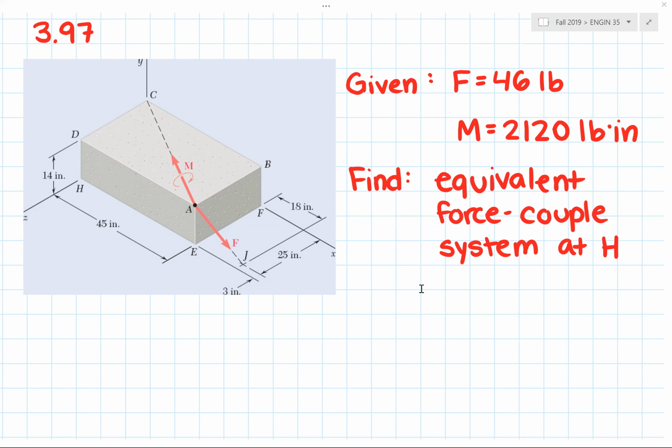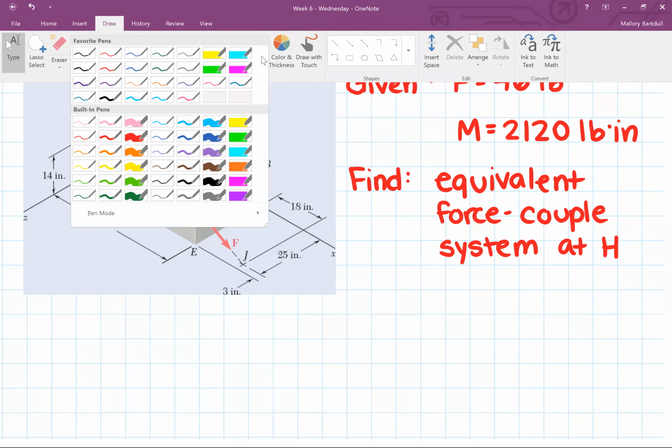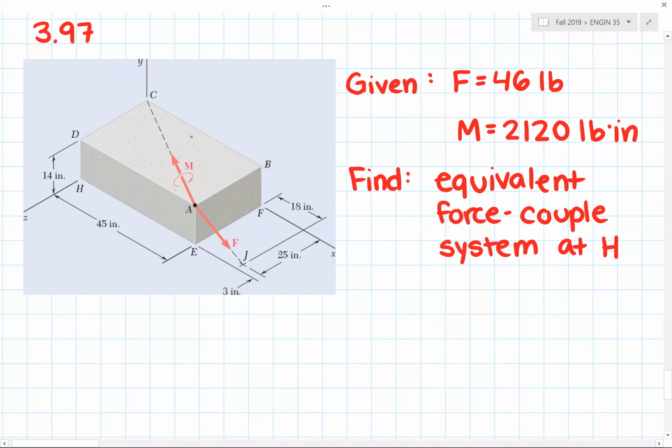And we're given a line of action both for our force and our moment, because they're both vectors, so they can be drawn with direction using our line of action. The problem asks us to find the equivalent force-couple system at H. I'm going to start this problem by breaking the force and the moment into its different components.